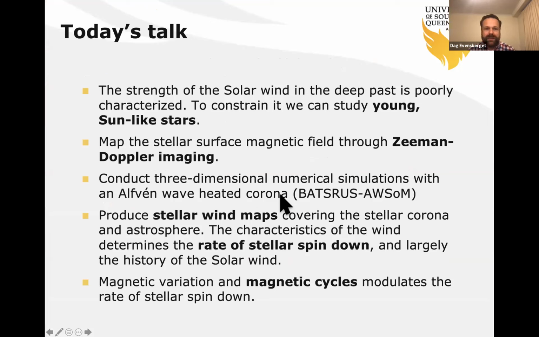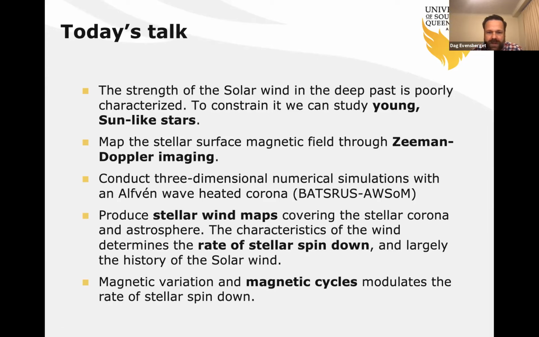So basically summarizing today's talk. The strength of the solar wind in the past is not well characterized, but we can constrain it by studying young sun-like stars and trying to infer what their winds are like. What we do in this project is that we map the stellar surface magnetic field using Zeeman Doppler imaging. And we use the surface magnetic field to drive three-dimensional numerical simulations, which is, in a sense, the bulk of the work that I have been doing.